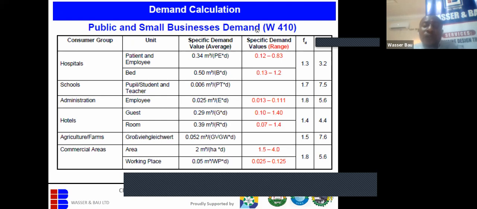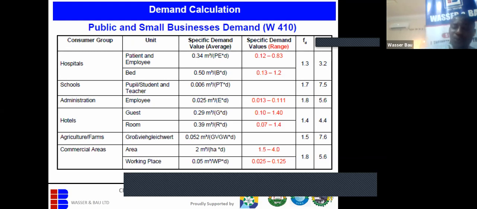So this table gives you an idea of the water demand of the different sectors, whether it's the hospital, the schools, the administrative buildings, the hotels, agriculture, commercial, and what have you. Where I want us to pay attention to is the administration. If you look at the calculation, it's about 25 liters per employee per day. Does anyone know why it is so low?